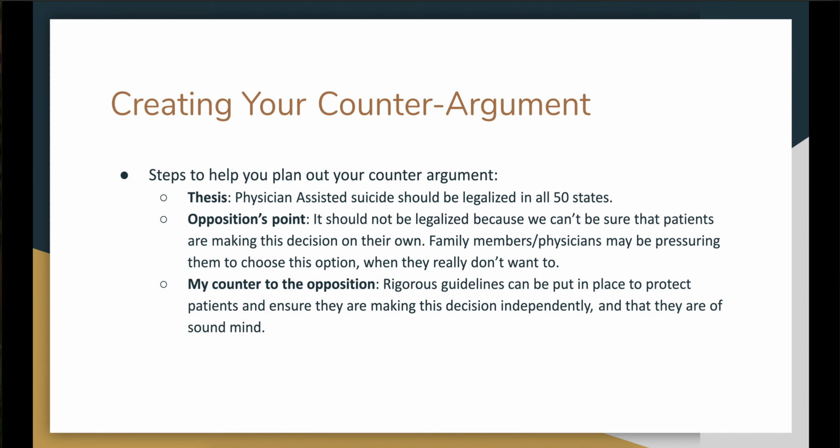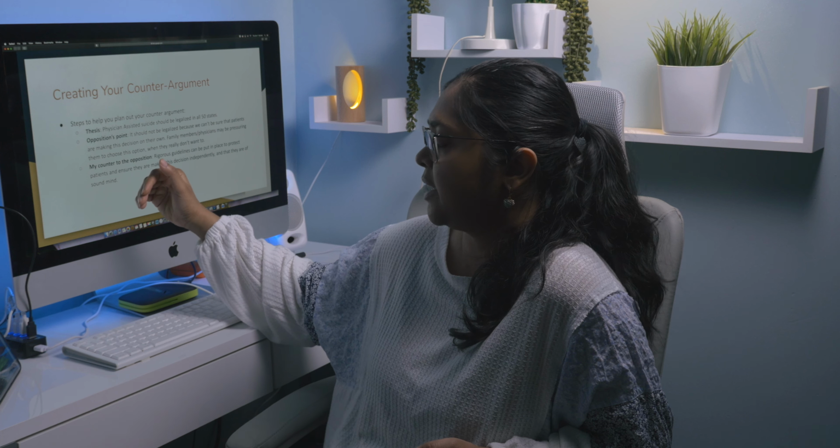So for example, remember the opposition's point that I mentioned was that family members may be pressuring people to choose this option. Now I'm going to say rigorous guidelines can be put in place to protect patients and ensure they're making this decision independently and that they are of sound mind. So that is basically explaining why the opposition's point that people might be pressured to make this decision is not a valid enough point for someone to say that physician-assisted suicide should not be legalized. So in countering the opposition, I'm making sure that I'm arguing my thesis.